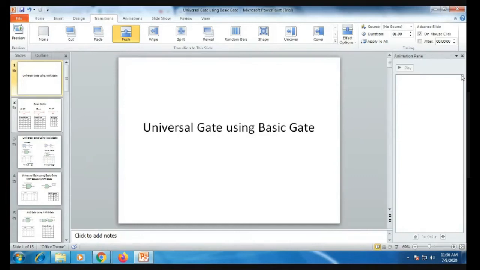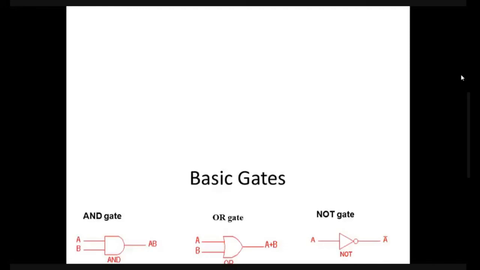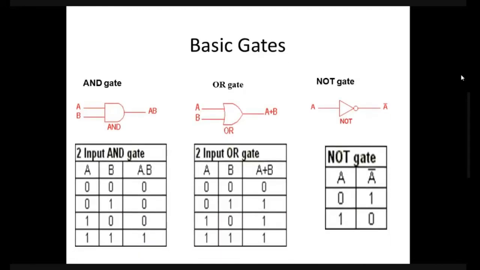Okay, we will start with the lecture on universal gates using basic gates. Before we start, let's revise some points about the basic gates. There are three basic gates: AND gate, OR gate, and NOT gate, as we discussed in the last lecture.